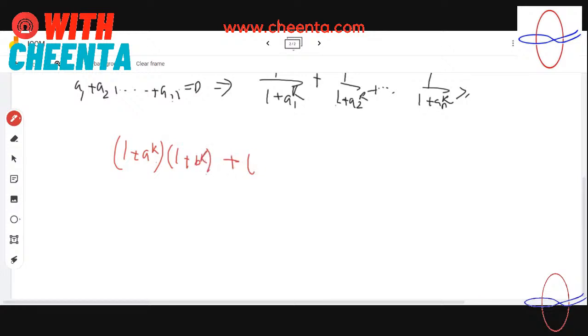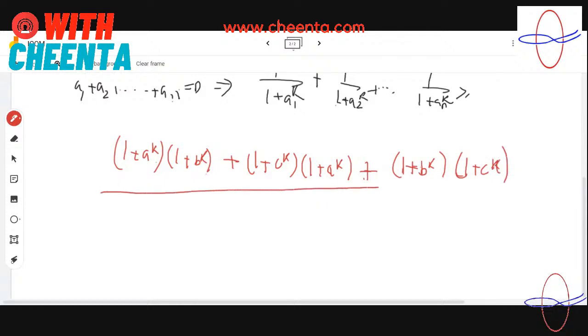So we will actually see a generalized method, maybe to solve it in a better way, if there exists one: 1 plus a whole to the power k, into 1 plus b whole to the power k, into 1 plus c whole to the power k. If you expand it, we find out some interesting stuff over here. If you just add it up, you will get 1 plus a to the power k plus b to the power k plus c to the power k, plus ab whole to the power k.